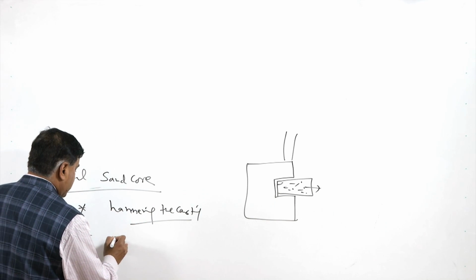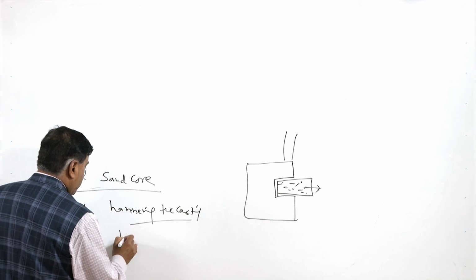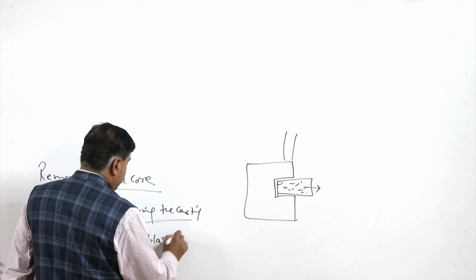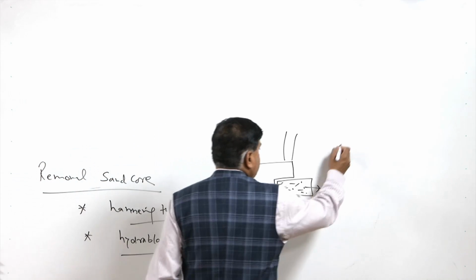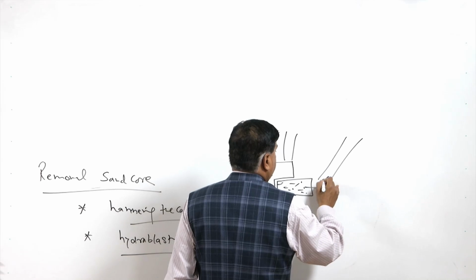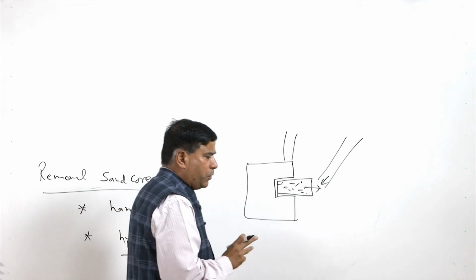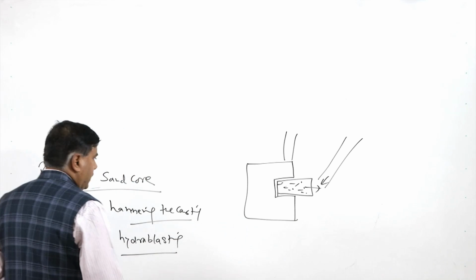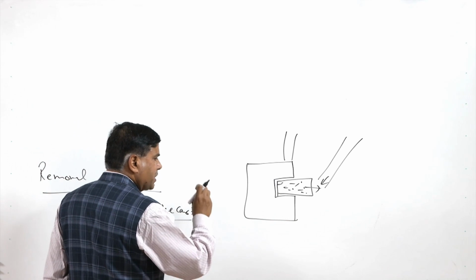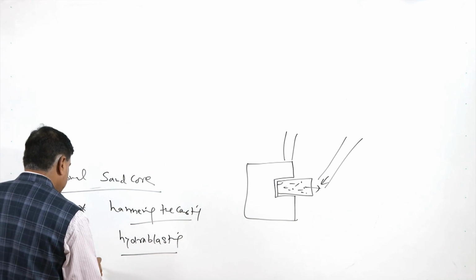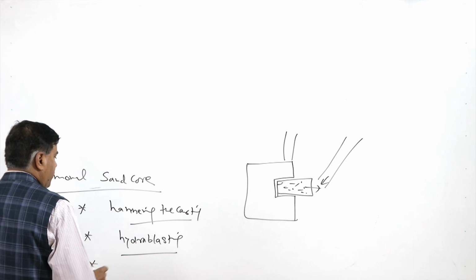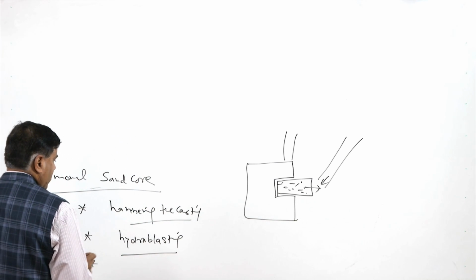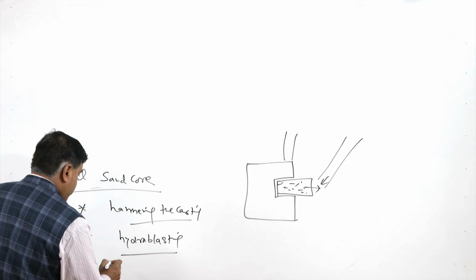Another one is hydroblasting. In this case, a jet of water is directed onto the sand core, so that it is broken and cleaned from the internal features and the cavities which have been produced by it in the casting. So hydroblasting is just like applying a water jet on the core, so that the core can be removed.